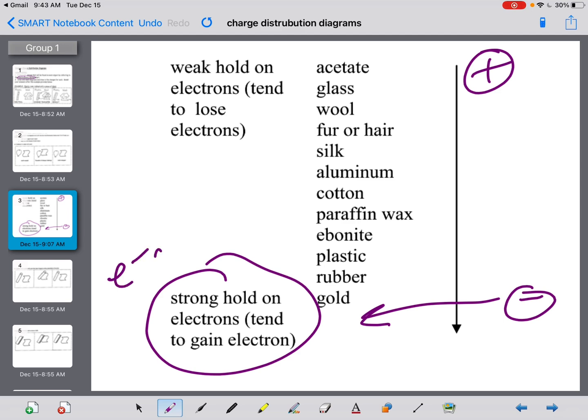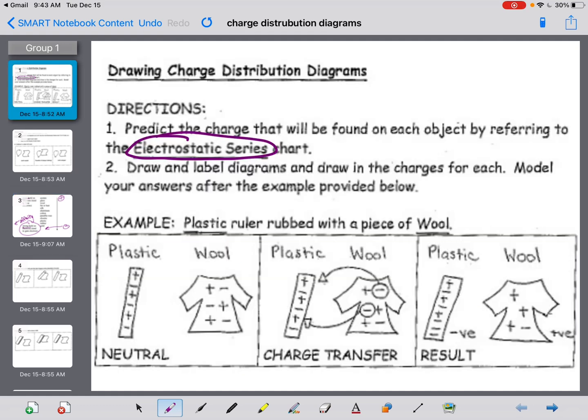So remember that this also can be called an electron affinity, right? So a weak electron affinity or strong. When you're comparing the two items that you're doing friction with, you have to compare them in this chart to see where they're located. Okay, so the first one here is already done for us. We have a plastic ruler rubbed with a piece of wool. So we have plastic and we have wool.